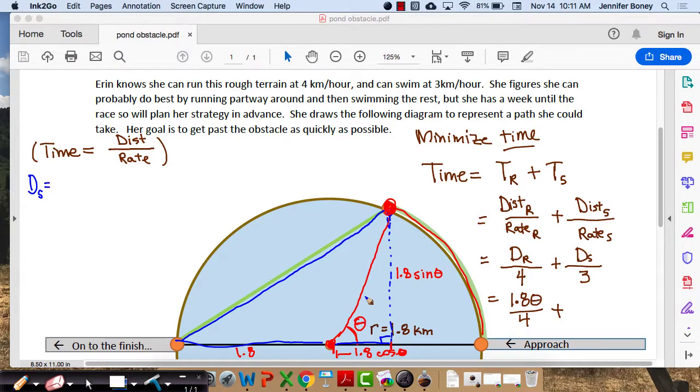A squared plus B squared equals C squared. We just want to find C. So square root of each side length squared. So just one of them is a mess and one of them is not quite as much. 1.8 sine of theta squared, and then 1.8 plus 1.8 cosine theta.